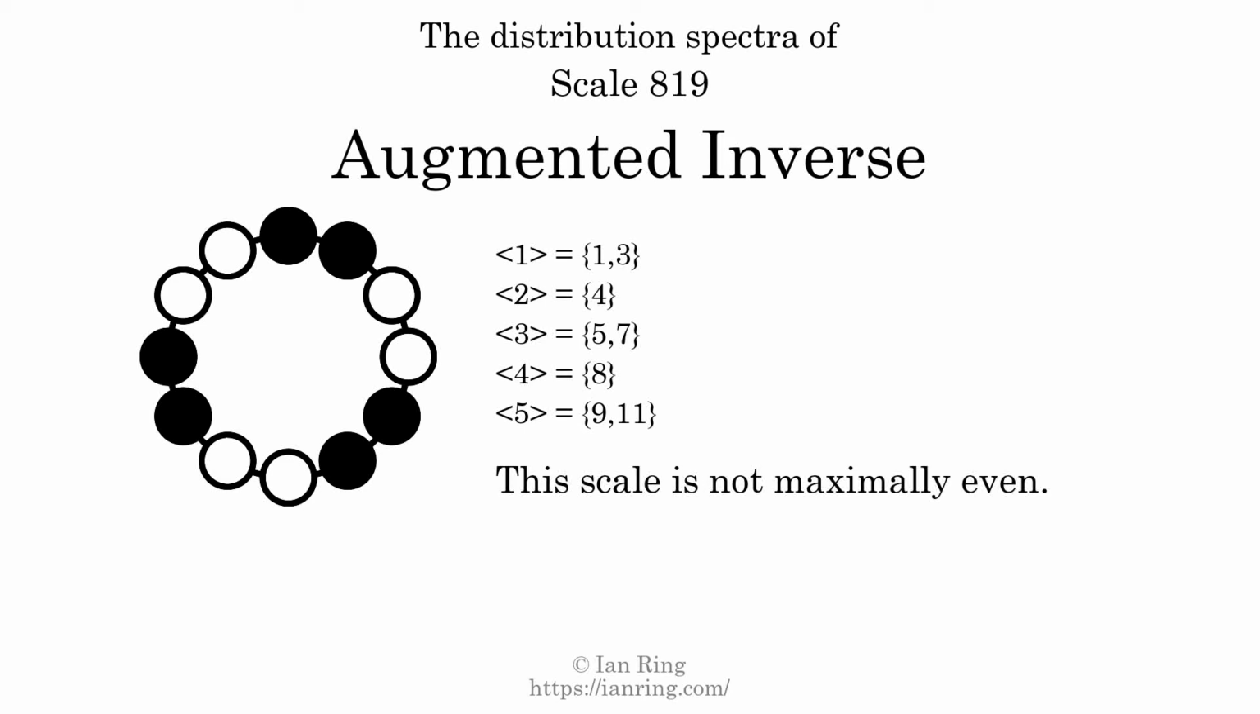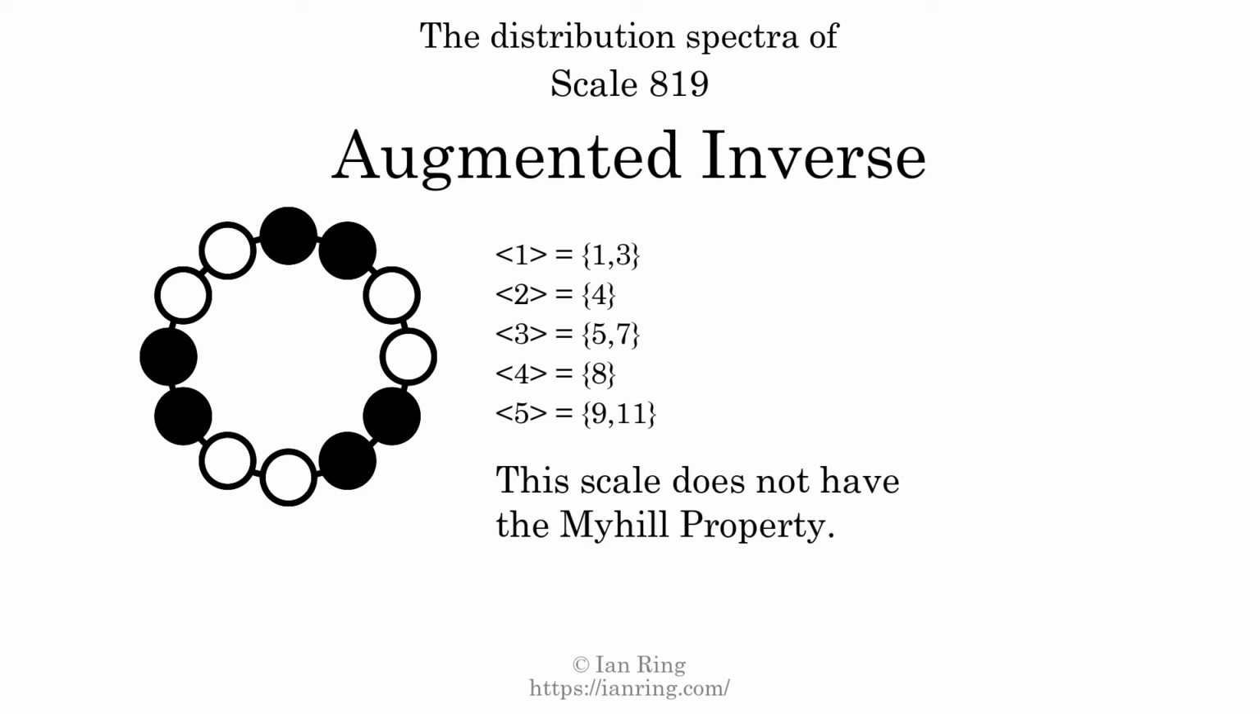The highest spectrum width is 2. Since this is greater than 1, we know that this scale is not maximally even. If every spectrum has exactly 2 specific intervals, we call that the Myhill property.